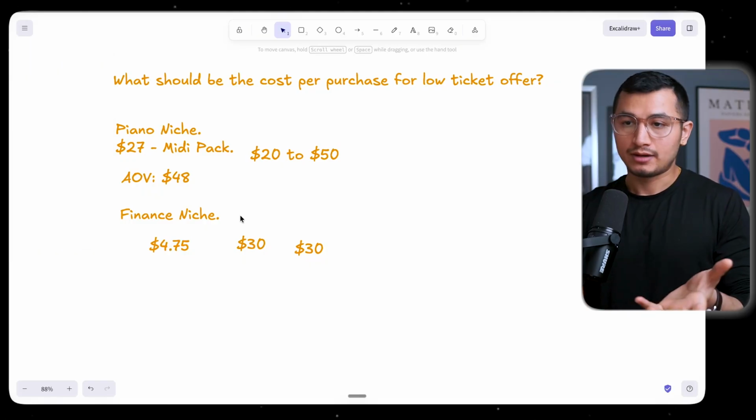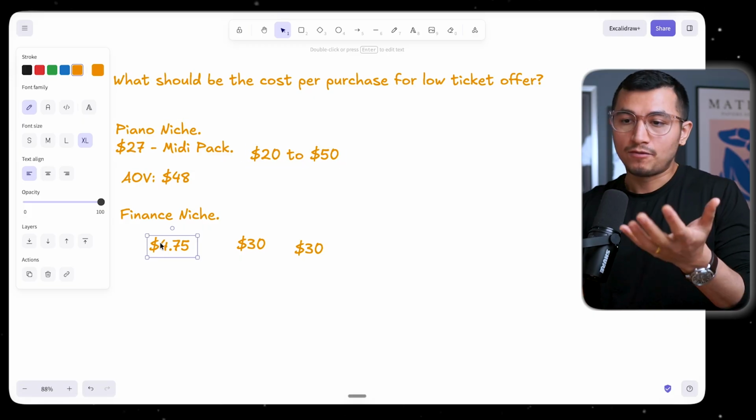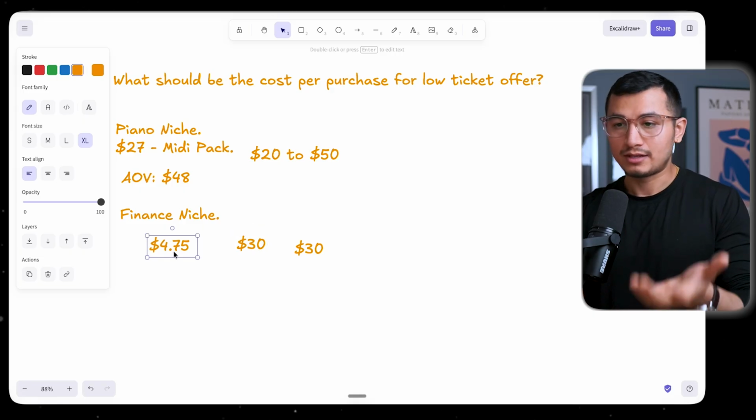Because in a finance niche, the amount of backend you can have is insane. If you can get someone who has like $10 million net worth, you can manage their money and charge 1%, 2% of that as a fee, and you can make tons of money, and you can do that for the next 30, 40, 50 years. So the value of the customer in the finance niche is way higher, and people are willing to pay more money to acquire that customer. And that's why, again, a $27 product in a piano niche is about $20, $30, and a $4.75 product in a finance niche costs the same thing. It's because this is a more valuable niche.